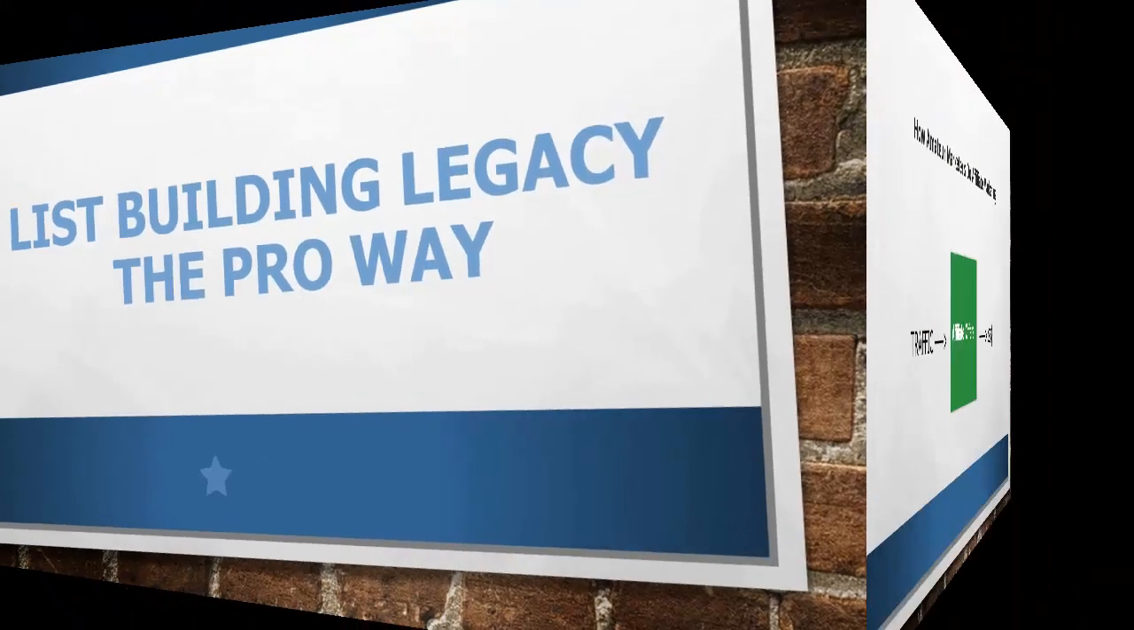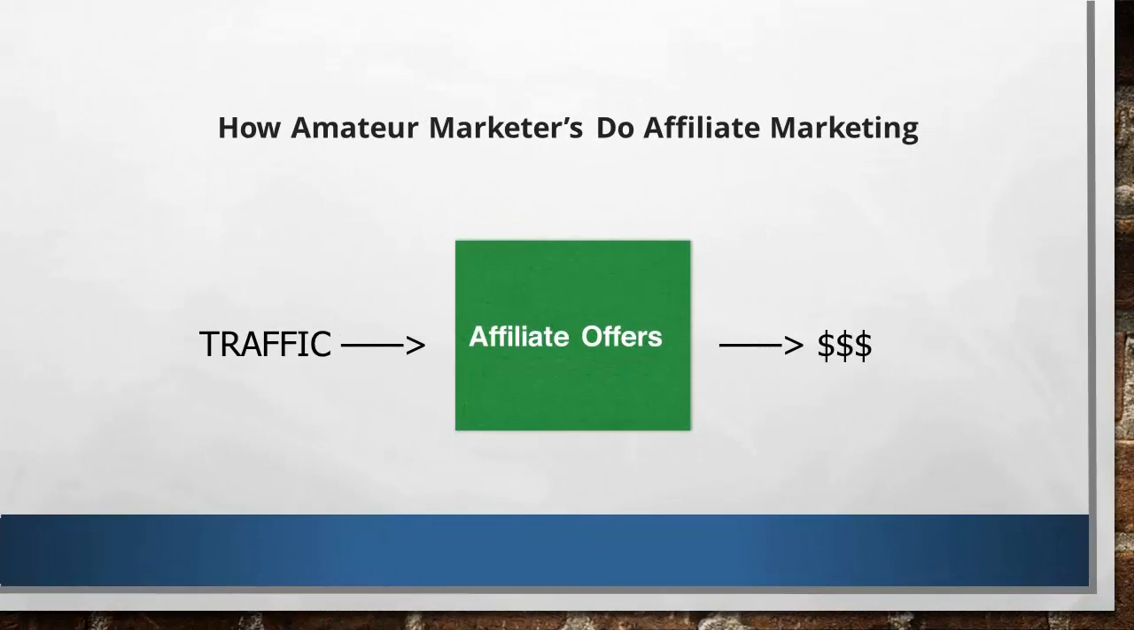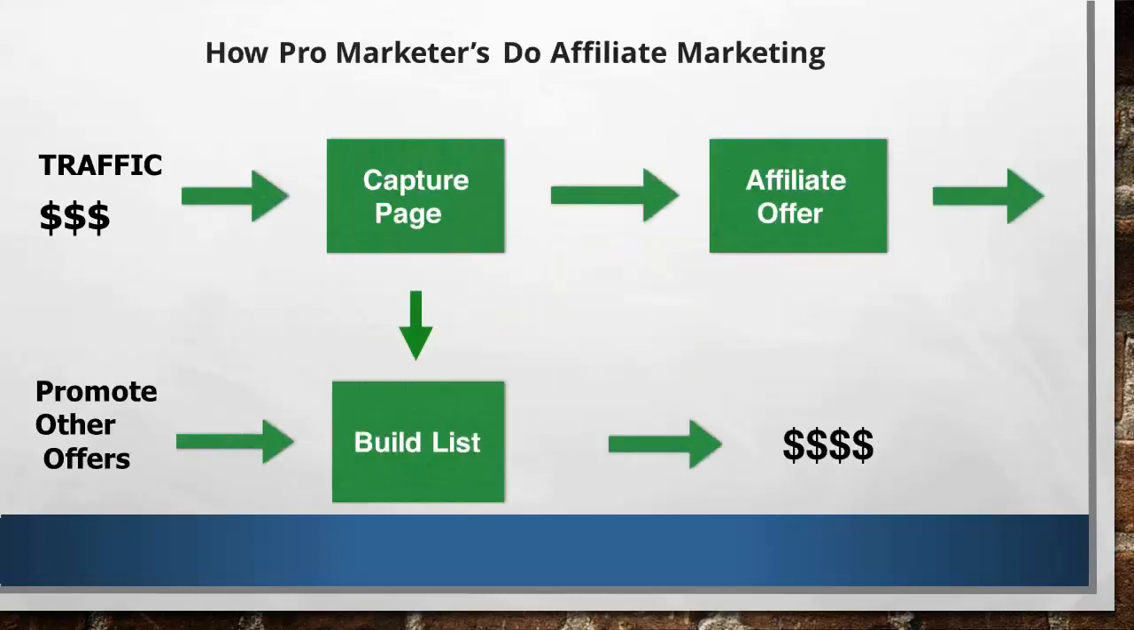They have their traffic source, which, for example, could be Facebook traffic or solo ads, all going directly to the offer. Of course, these affiliates make some money by doing this. But if this is the way newbie marketers do affiliate marketing, then how do pro marketers do it? Or better yet, how should you correctly be doing affiliate marketing?